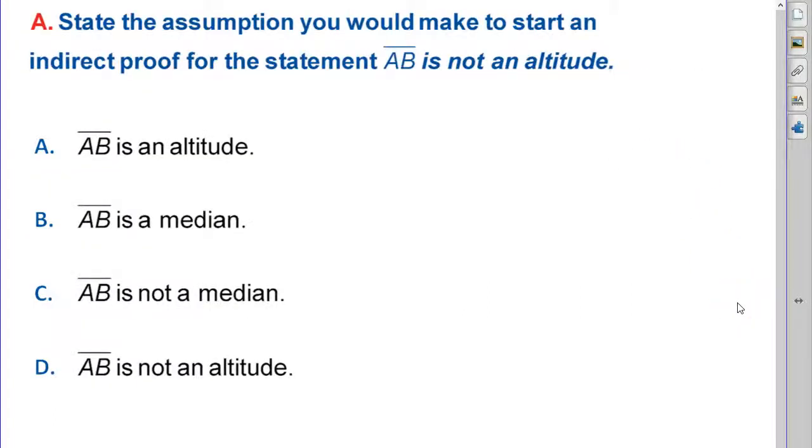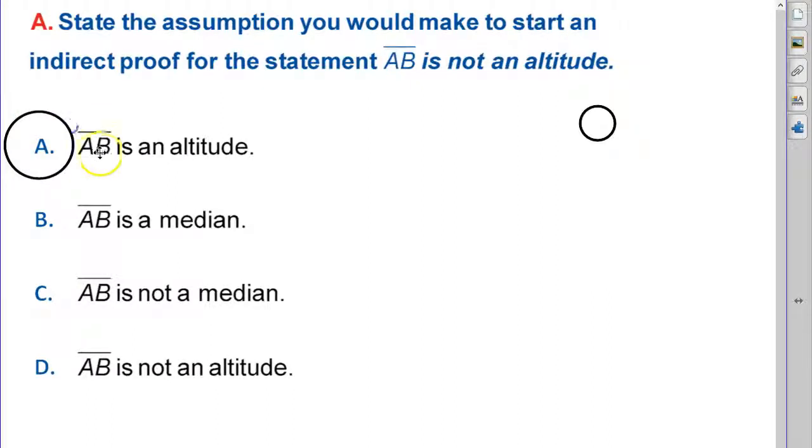State the assumption you would want to start an indirect proof for in the statement AB is not an altitude. So this is the part that we're trying to prove. So I'm going to prove that AB is not an altitude. What would that statement have to be? I had you try to give your answer to this one. Hopefully now we come back, you said, if that's what I'm trying to prove, I want to prove that it's not an altitude. I want to prove that's false. So the false statement would be that AB is an altitude.